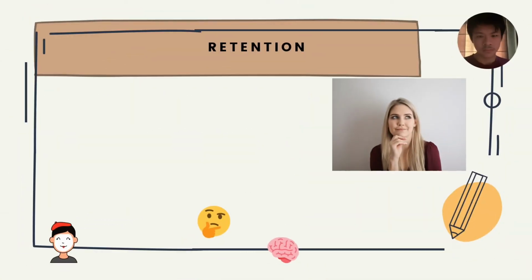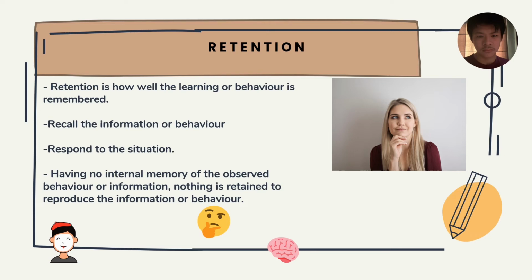Next is retention. Retention is how well the learning or behavior is remembered. It is the ability to recall the information or behavior in any form when first learned. It is essential to retain newly learned behavior for the future or to respond to a situation. Having no internal memory of the observed behavior or information, there is nothing retained to reproduce. Examples of forms of retention are taking notes, imitation, memorizing, or basic memory.